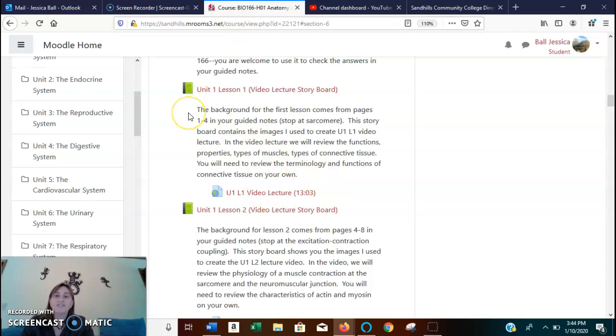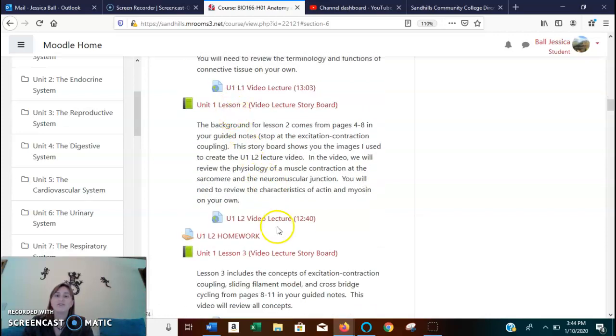So every single unit has a video. So unit 1, storyboard, here's the video lecture. So for lesson 2, here's the lecture. So just for this case, for lessons 1 and 2, here we have the homework for it. And on your schedule of assignments, it tells you when it's due. So it's due on the 20th this month. Everything is due at 11 p.m.